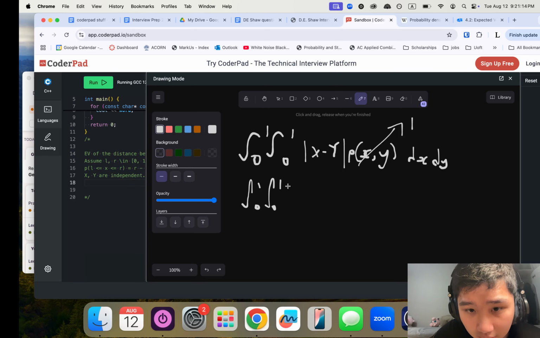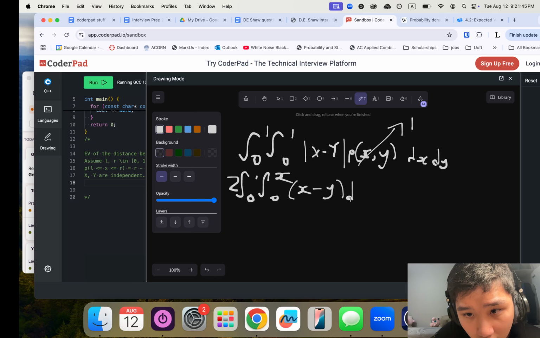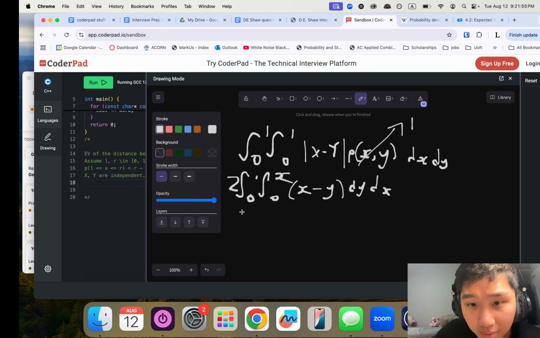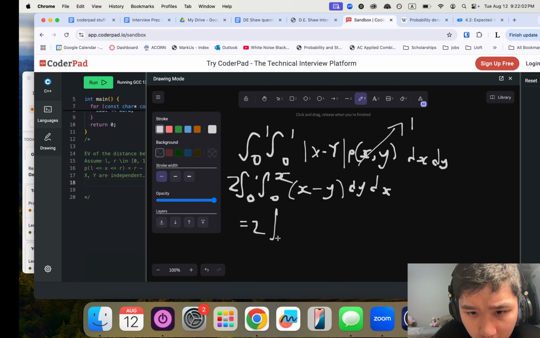So I'm actually going to do it like this, because this is actually going to be the same as this. We can utilize symmetry to do something like this. dy dx. X. And then you can just evaluate this. We can actually split this up to 2 times 0, 1.